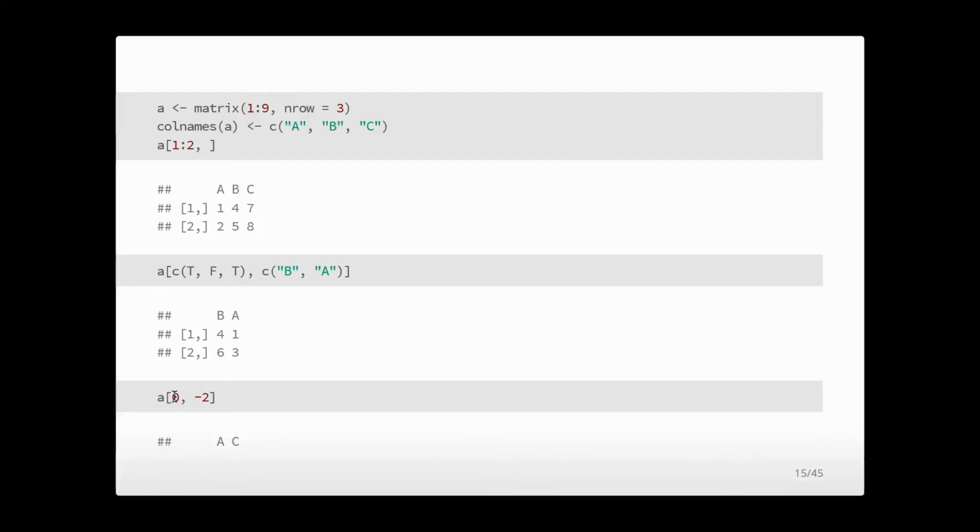Over here, I'm not sure why you would want to do it this way, but you can. It says give me back none of the rows and remove the second column. And so we get really nothing, but it just tells you we've got the column headings here.